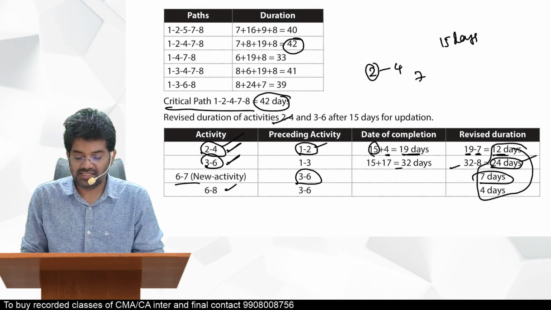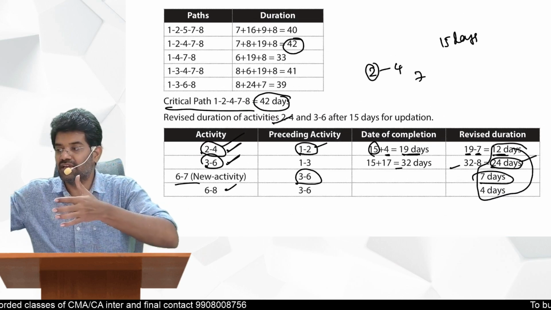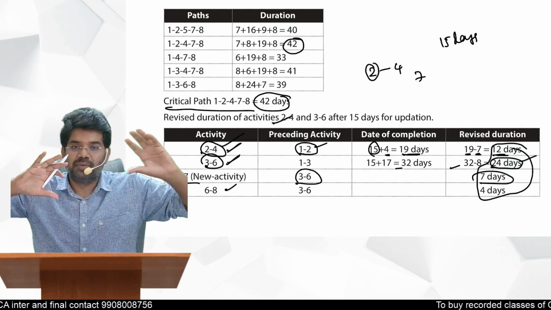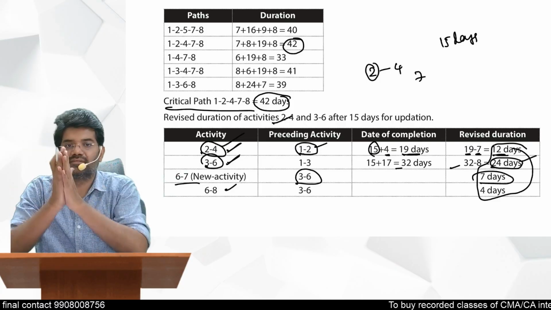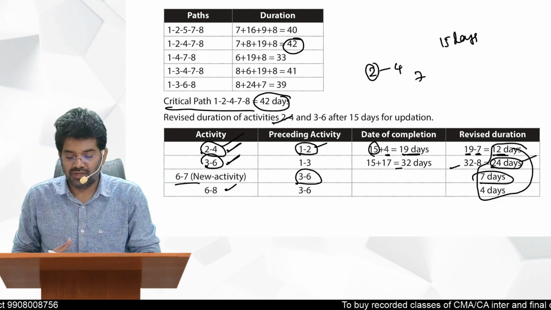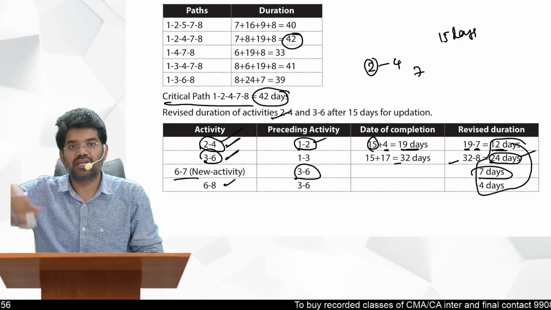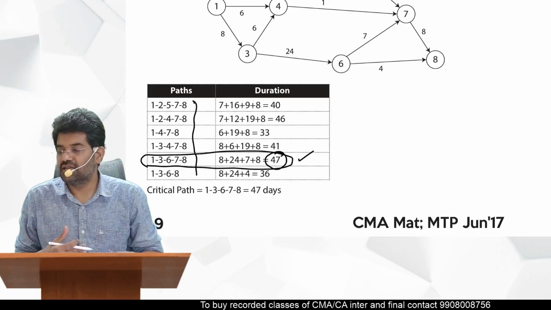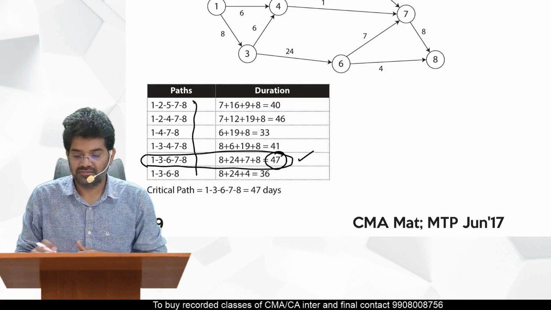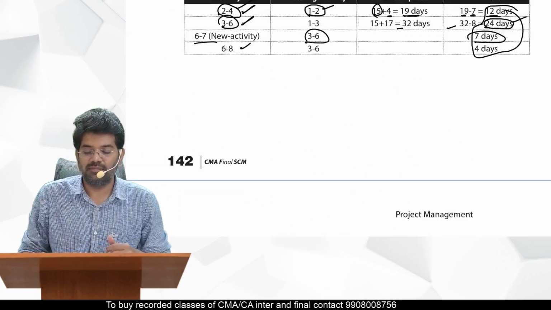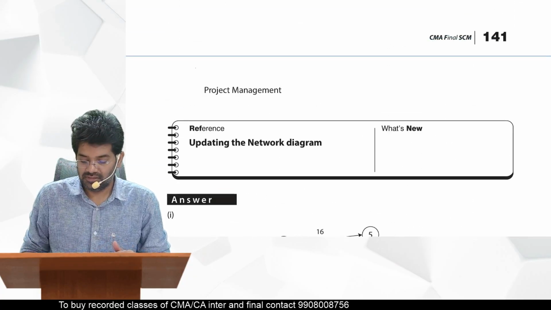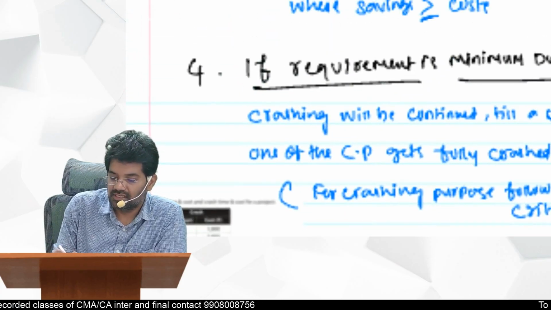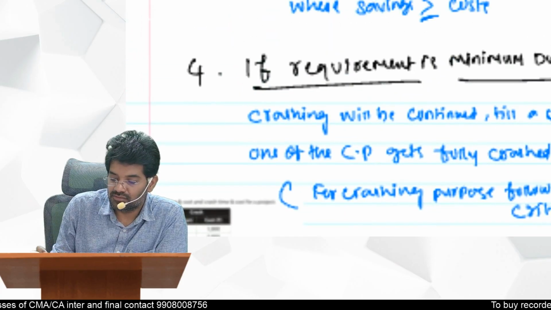Only thing is how you should calculate revised duration of the activities which are in progress. Already completed plus extra you should add. That is how you get revised duration, and then again you should draw the revised network diagram, then get the revised critical path and revised duration. Okay, this you will find in CMA material also. The same question is there in CMA material also.